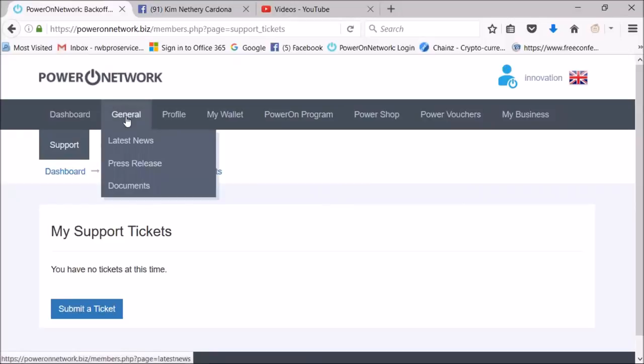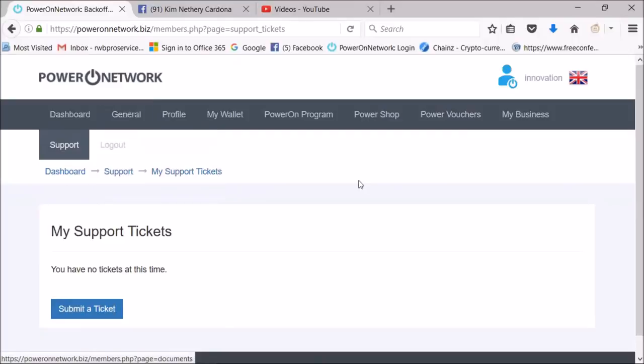Okay. Under your general tab, you have the latest news from the company, any press releases, and under documents, the documents is anything as far as the affiliate agreements, rules, regulations, policies. You will want to read this so you understand fully of what you can do and what you can't do or shouldn't do, to make sure that we're not doing anything incorrectly.